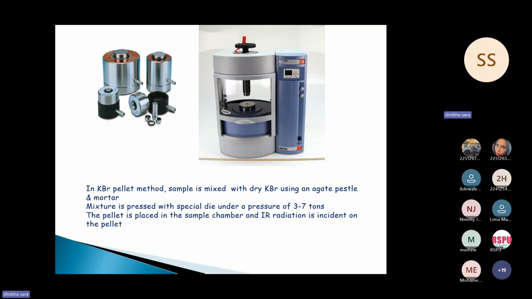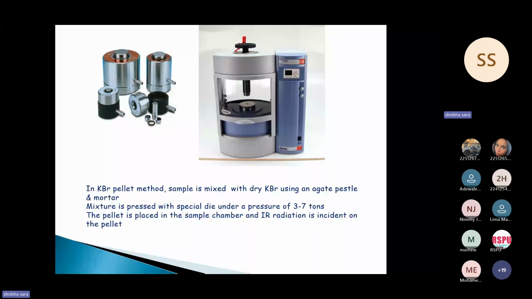You can see 3 to 7 tons of pressure is applied. It is automatic. Sometimes we have to use the manual one, but this much pressure is applied to make the thin transparent pellet. The thickness of the pellet is important because according to Beer-Lambert's law, we know absorption is directly proportional to path length. In a pellet, the path length is the thickness of the sample. And the concentration is how much sample we put. And most importantly, it should be transparent.